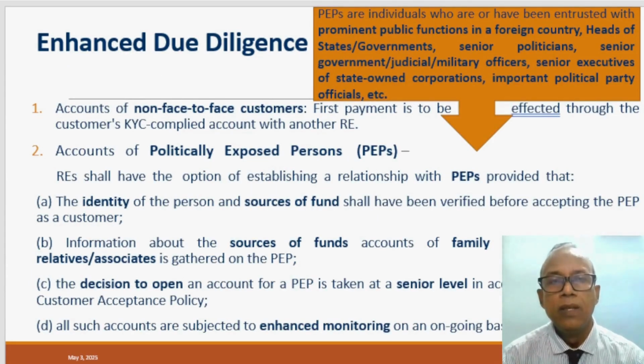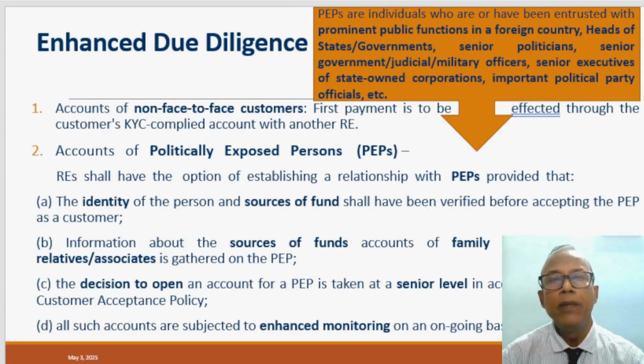Enhanced due diligence for high-risk accounts. Non-face-to-face customers must make their first transaction from an existing KYC-compliant account with some other bank. For politically exposed persons or PEPs, senior level approval and full verification of their identity and sources of funds, including that of their family members, close relatives, and associates, should also be done. All such accounts are subjected to continuous enhanced monitoring.